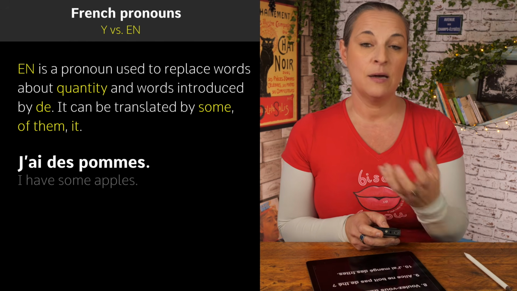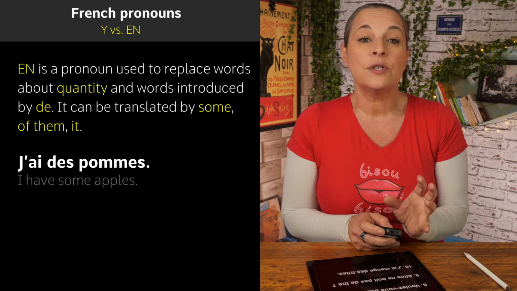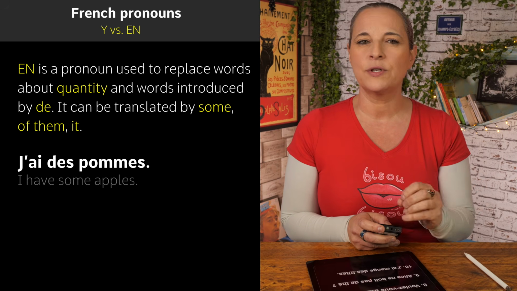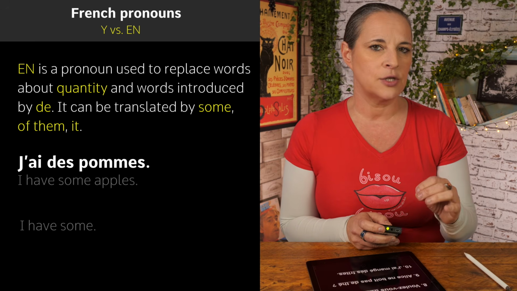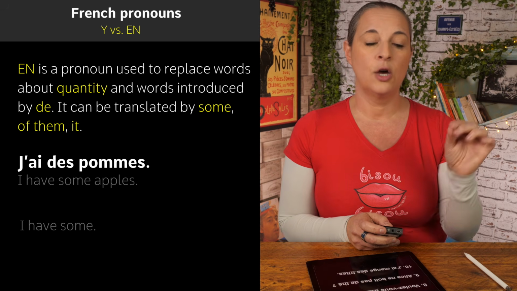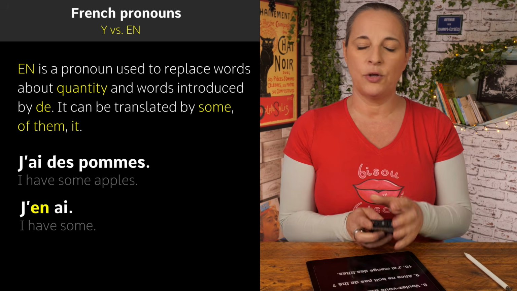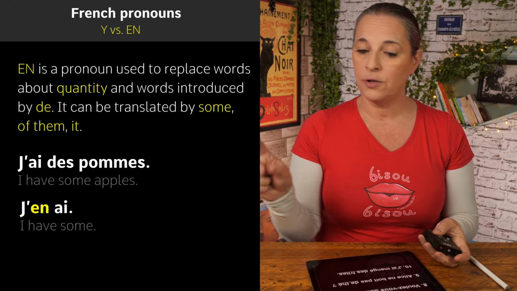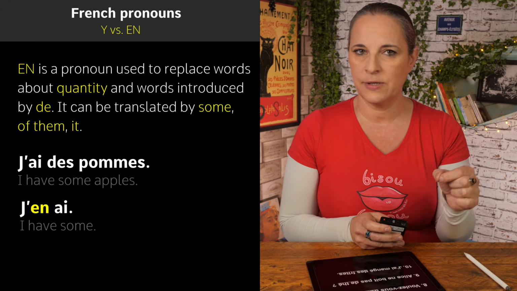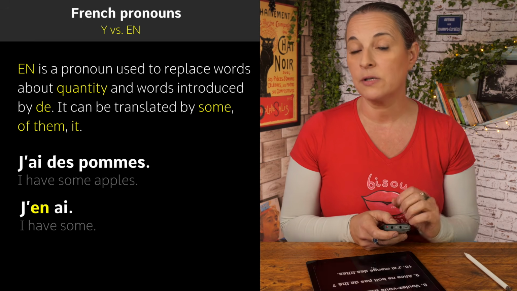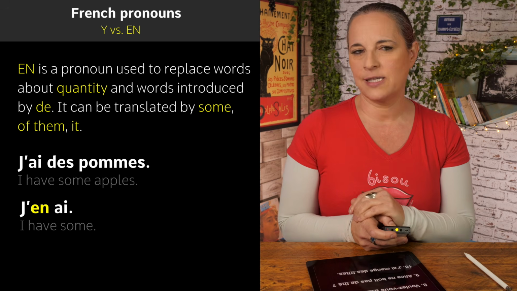J'ai des pommes. I have some apples. But you want to get rid of apples and all you want is I have some. Okay, it's quite easily done in English, but in French you have to use en. J'en ai. So instead of saying j'ai des pommes, you replace des pommes by the pronoun en, you put it before the verb. J'en ai. You can't say je en ai again for the same reason as you can't have two vowels next to each other. So you say j'en ai. I have some.